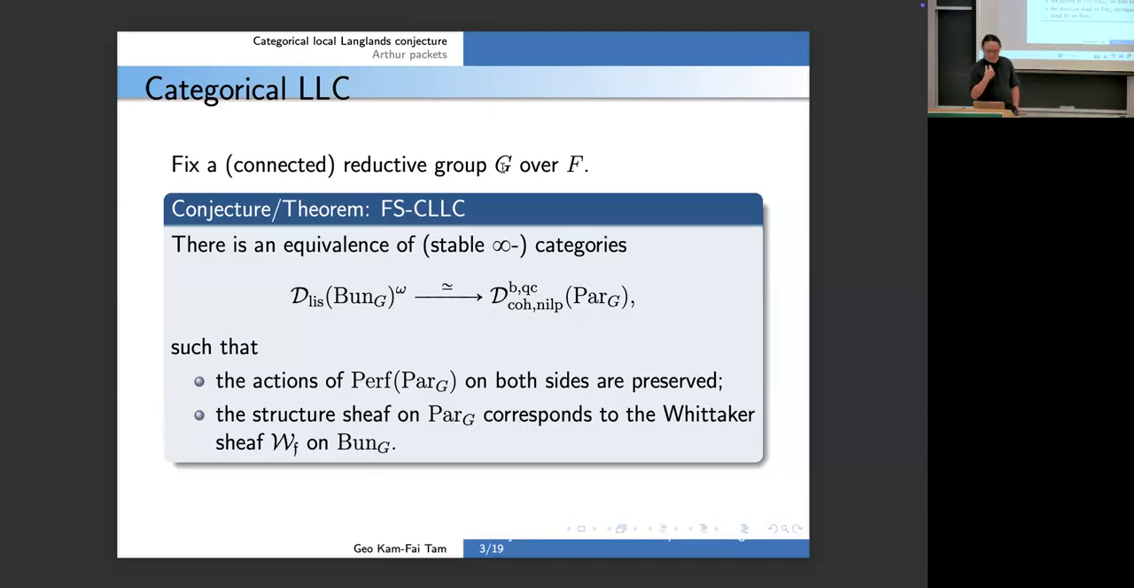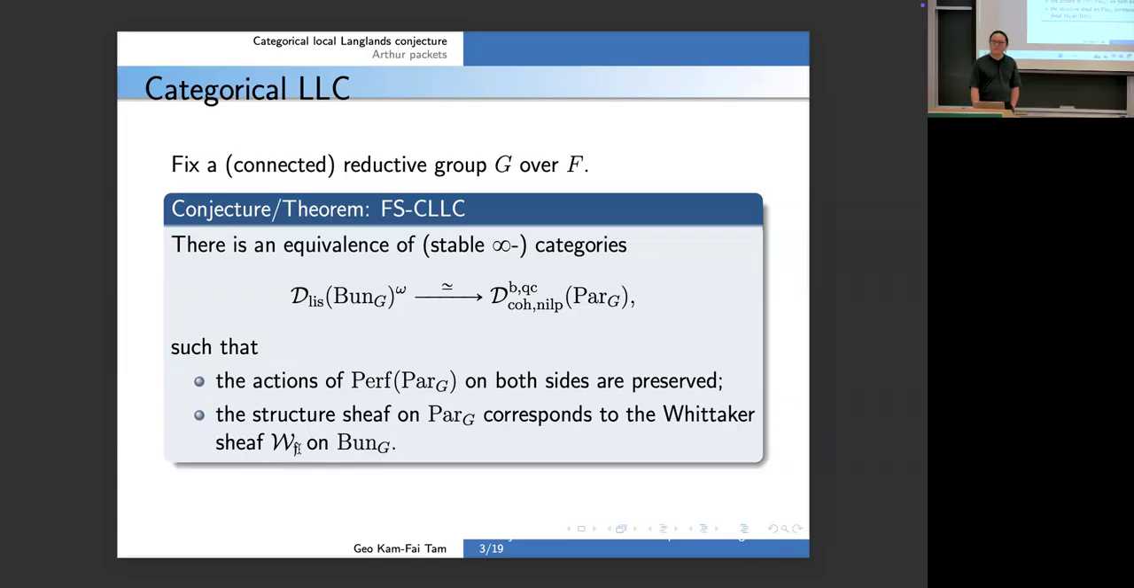For the quasi-split form, you can fix a Borel, and you take the unipotent radical, and you fix a non-degenerate character of that. That is the psi here.